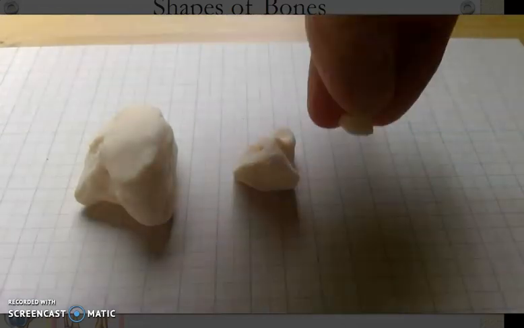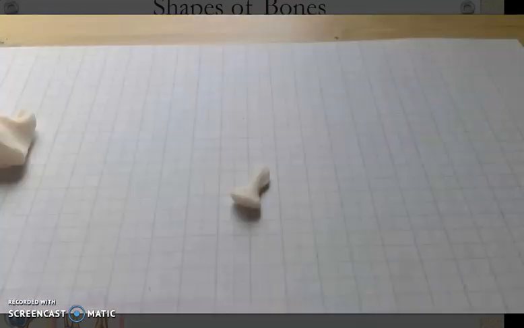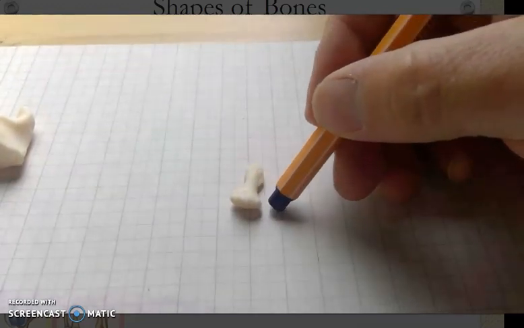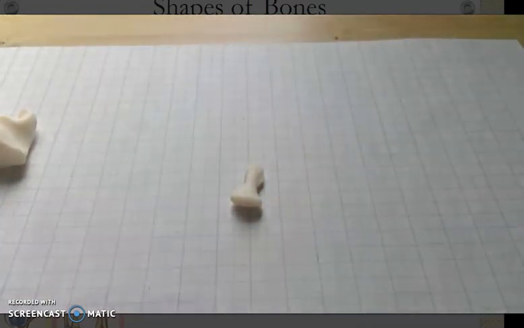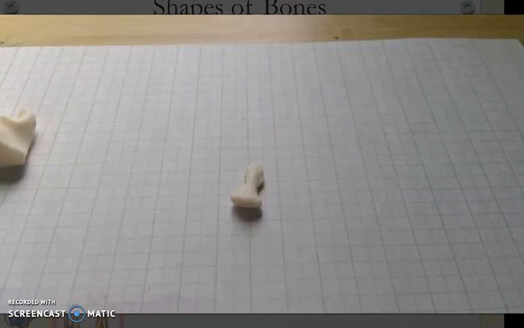So what about this distal phalange? What would that be? Well, it's longer than it's wide. Even though it's a little tiny bone, I think it's maybe 3/4 of an inch, it's considered a long bone because it's longer than it is wide.